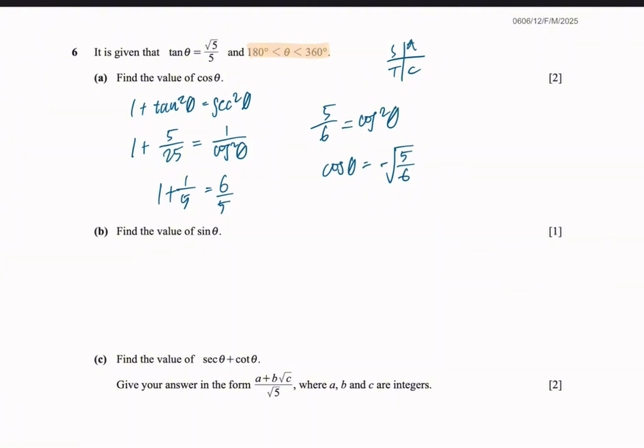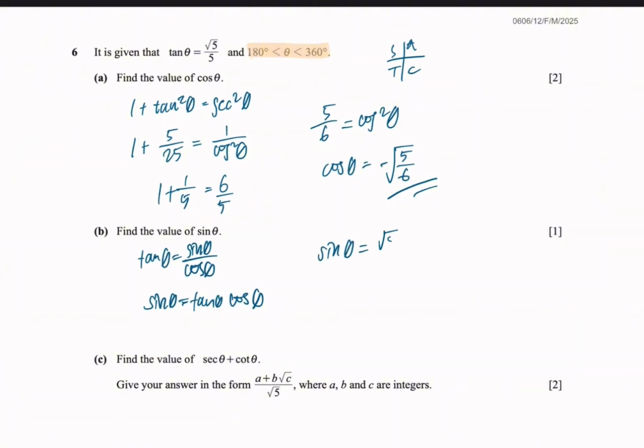And the second part of this question, part b, you need to find the value of sine theta. To do this, we can use tan theta equals sine theta over cos theta. And sine theta is just tan theta times cos theta. So we have cos theta from this part.